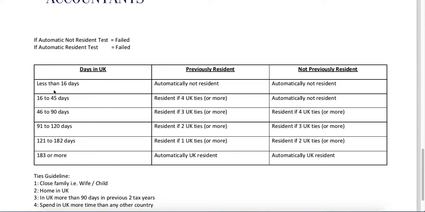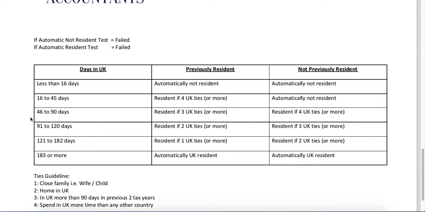Let's start with the first one. If you stay less than 16 days, then you're automatically non-resident in the UK, regardless of your status, whether you've been previously resident or not. If the days go up to 16 to 45 days, it changes depending on whether you had been previously resident. If you have 4 or more UK ties, then you may be classed as a UK resident for tax purposes. But if you had not been previously resident, then you automatically qualify as non-UK resident. We'll look shortly at what is classed as ties, as you can see in the guidelines below.